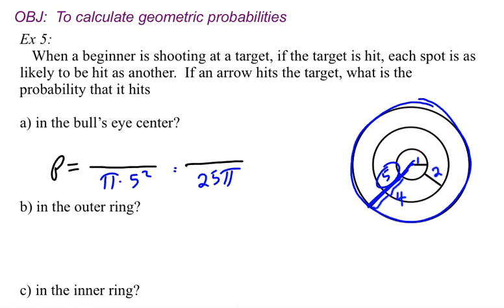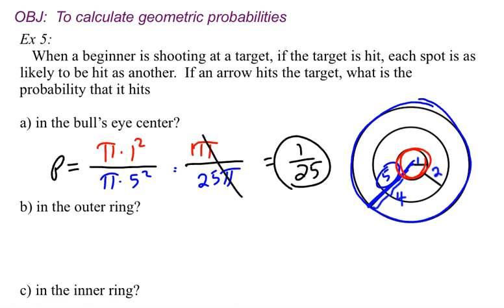And I'm trying to get in the little center part right here. Radius is 1 right there. So pi times 1 squared giving me 1 pi. The pi's do cancel in this case, giving me a 1 out of 25 chance of hitting the bullseye center.